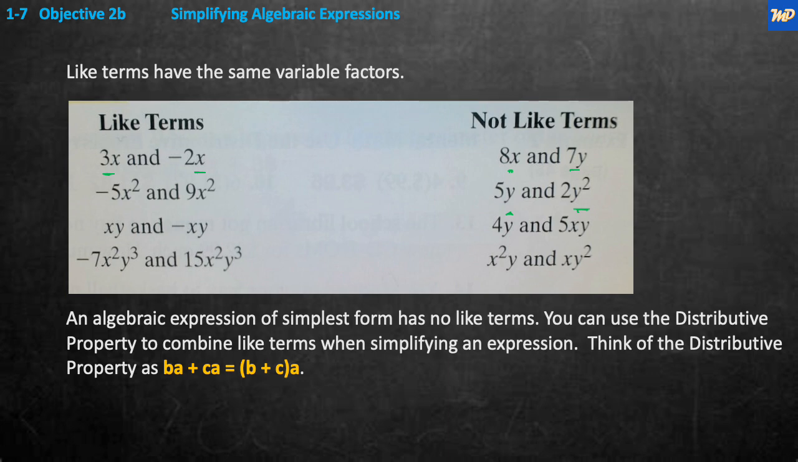An algebraic expression in the simplest form has no like terms. So if you have more than one like term in an expression, you need to combine them somehow. Then it's in the simplest form. So if your teacher says to take it to the simplest form, you have to get rid of like terms by adding them, subtracting them, whatever. You can use the distributive property to combine like terms and then simplify the expression. Think of the distributive property as ba plus ca is equal to the quantity b plus c times a. So that's one method to use for combining like terms.